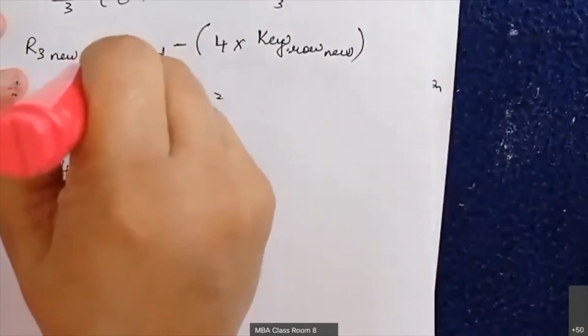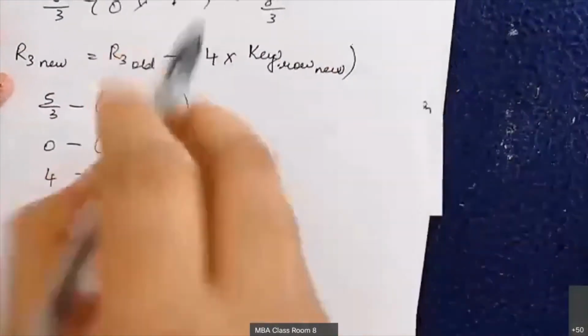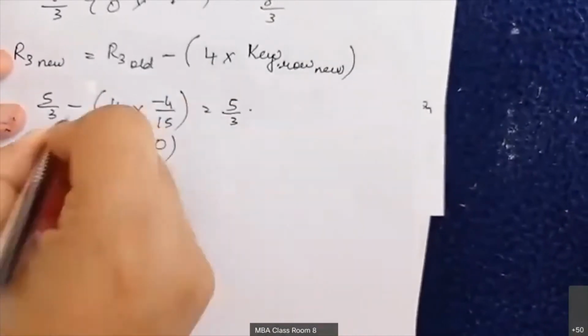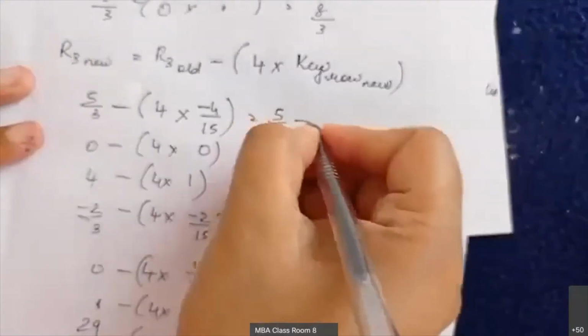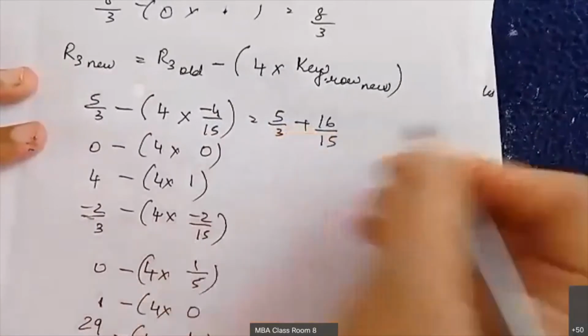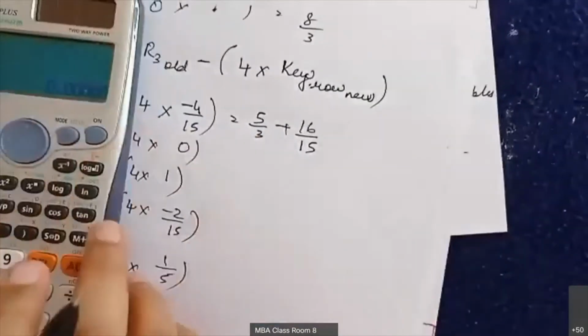This number is not there. Okay, what will be the value here? 5 by 3. Here minus and minus, it will become plus. Okay. Plus 4 into 4, it is 16 divided by 15. What is the value? Take a calculator and find it out.